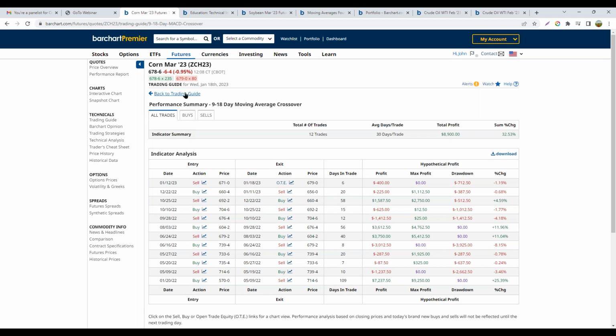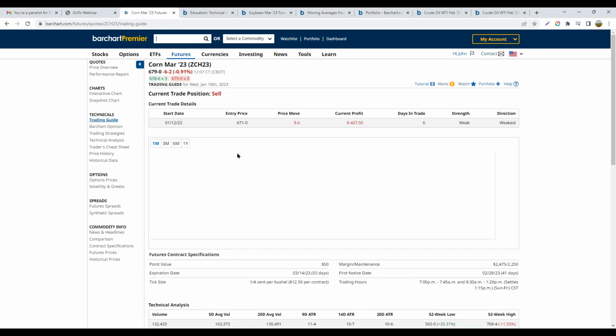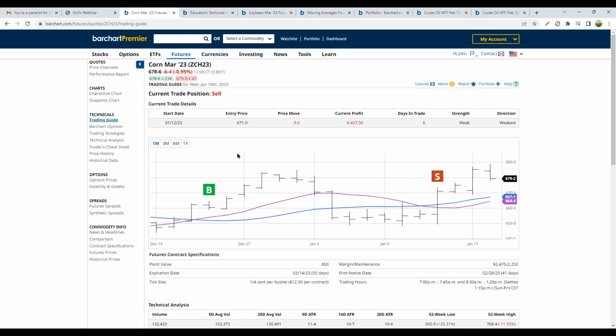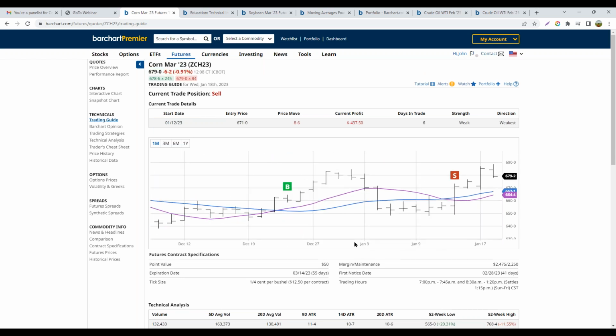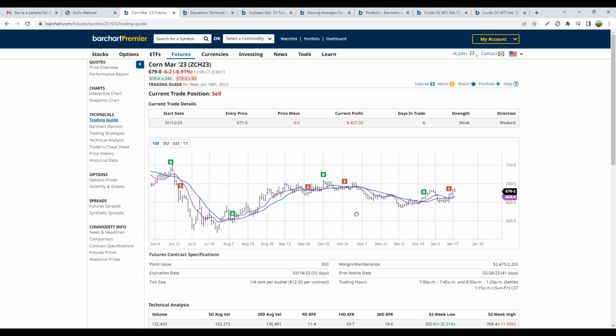All right, so let's go back to our futures trading guide. What do we see here in corn? Well, first of all, you can see since October, we've gotten a lot of signals. And what are our moving averages doing here? They're kind of just jumping back and forth.